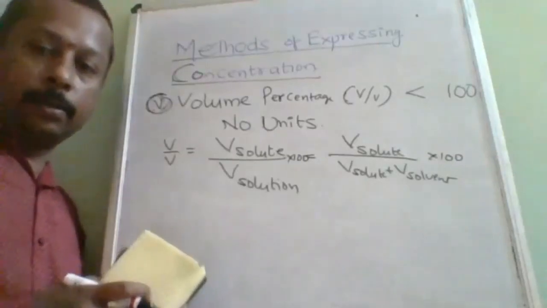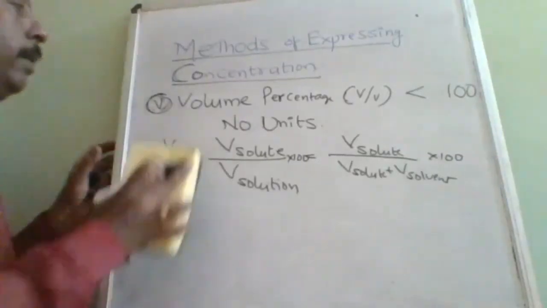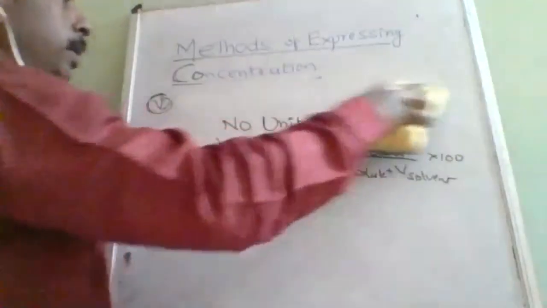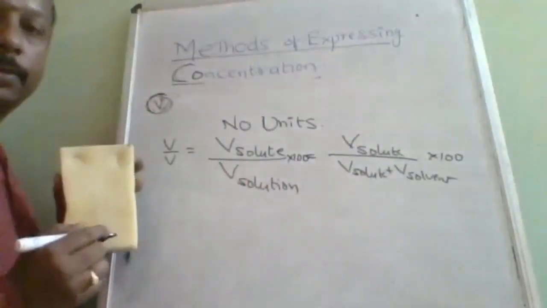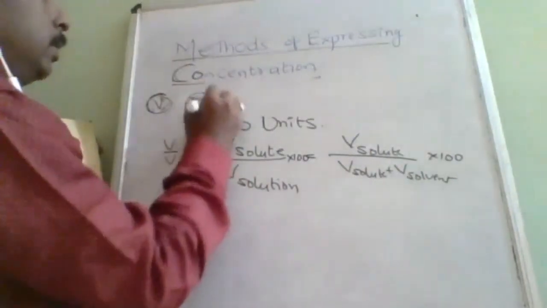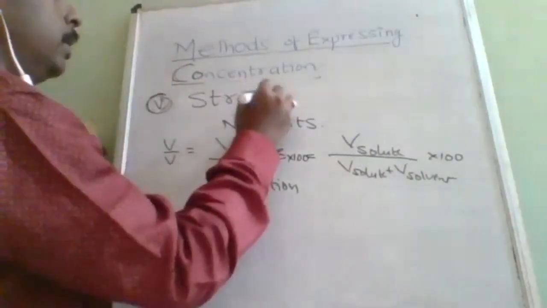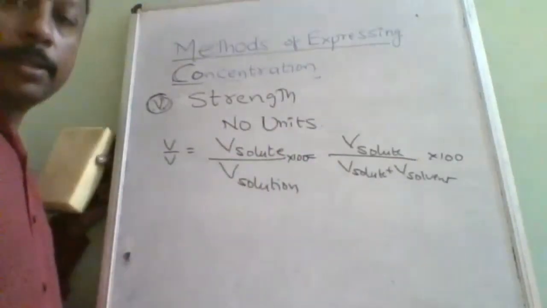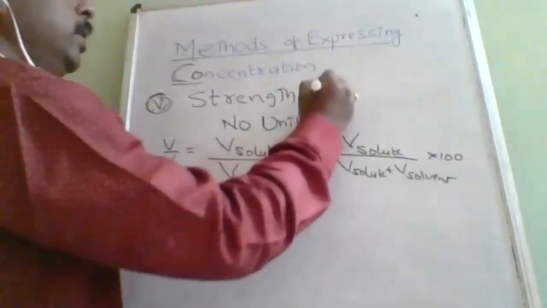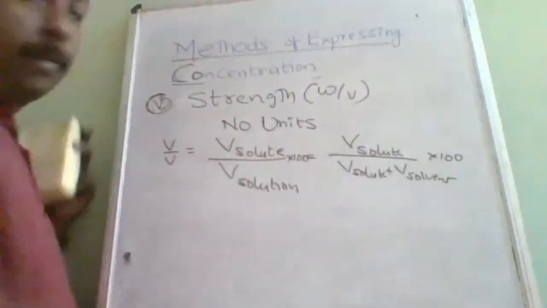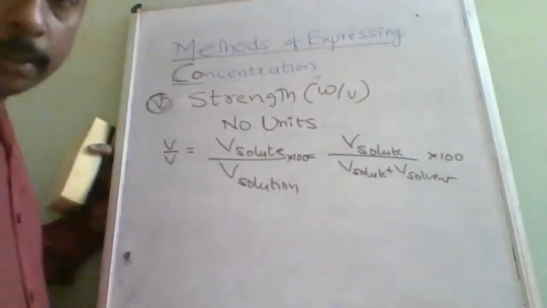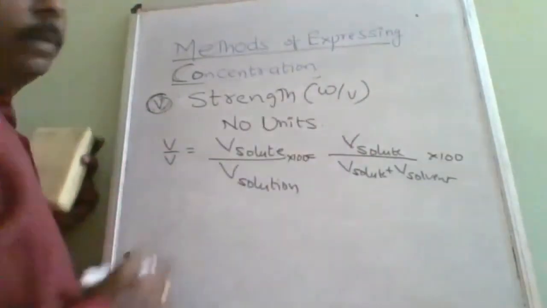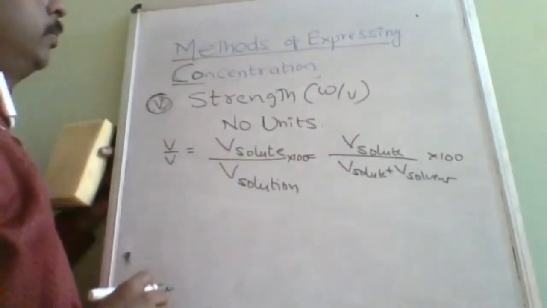Okay, very good. Lokagna replied very nicely. She anticipated the fifth heading also. Very nice. The fifth heading is going to be strength. Strength is also called mass volume relationship. Strength is denoted by W by V. Kranti also replied.